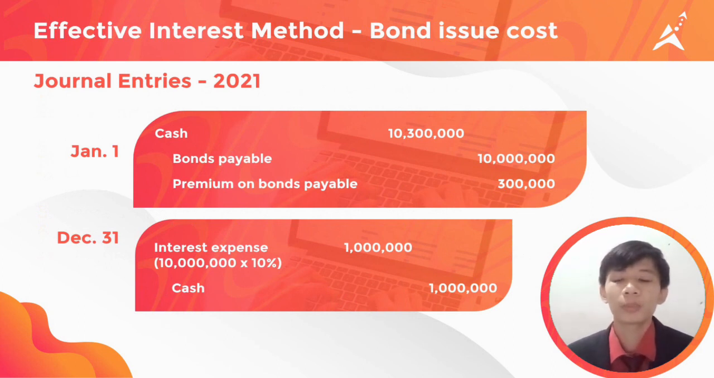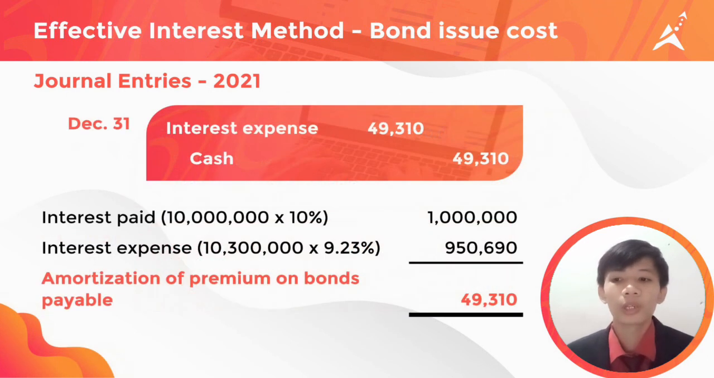Next is the entry for December 31 to record the annual interest payment. We debit interest expense of 1 million, which we acquired by multiplying the 10 million principal by the 10% nominal rate. Then we credit cash 1 million. Another entry for December 31 is to record the amortization of the premium on bonds payable using the effective interest method. We debit bonds payable premium 49,310 and credit interest expense 49,310.